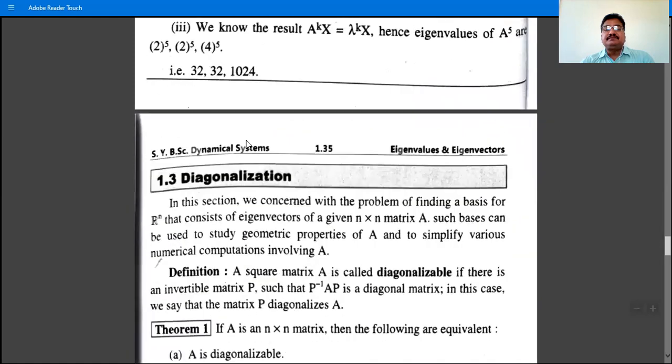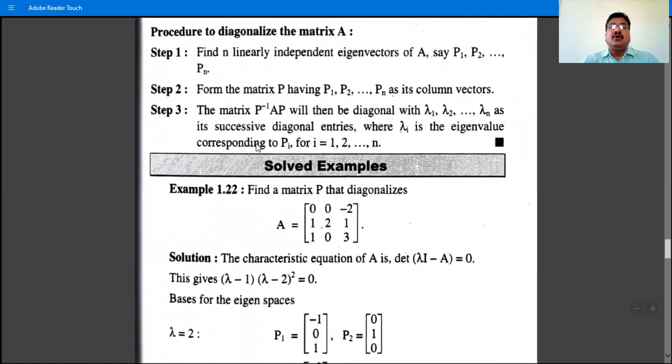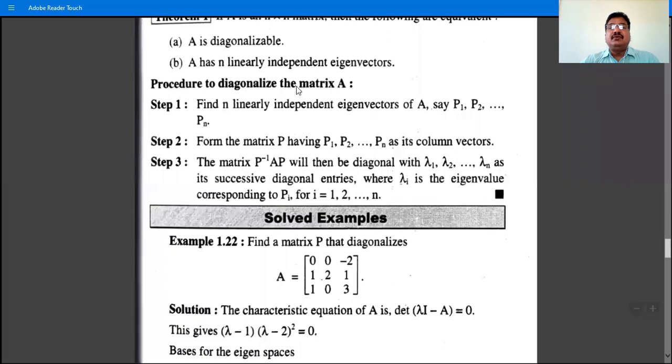So what is the procedure to obtain the diagonalizing matrix P? Find n linearly independent eigenvectors of A. Suppose P1, P2, ..., Pn are the linearly independent eigenvectors of A. Then form the matrix P having P1, P2, ..., Pn as its column vectors. Then if you check P inverse AP, it is a diagonal matrix whose diagonal elements are lambda 1, lambda 2, ..., lambda n. What are lambda 1, lambda 2, ..., lambda n? These are the eigenvalues of the matrix A corresponding to P1, P2, ..., Pn.